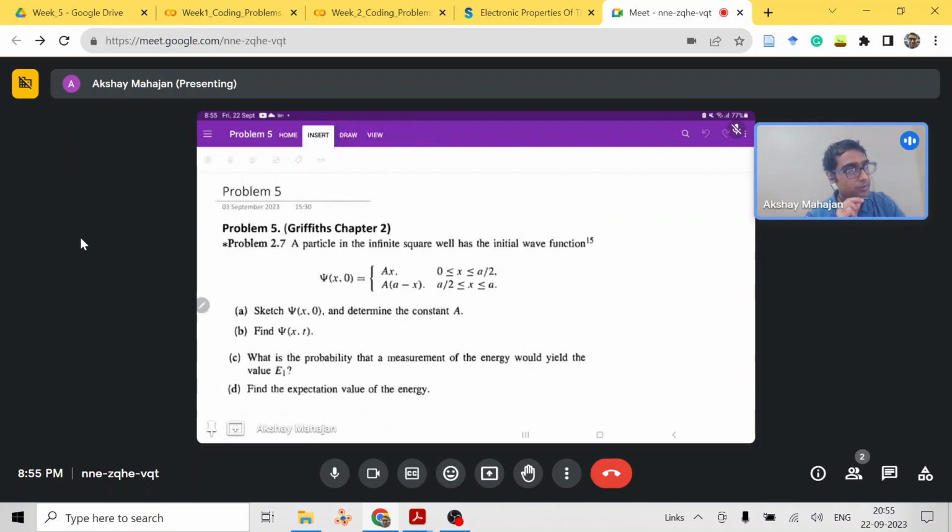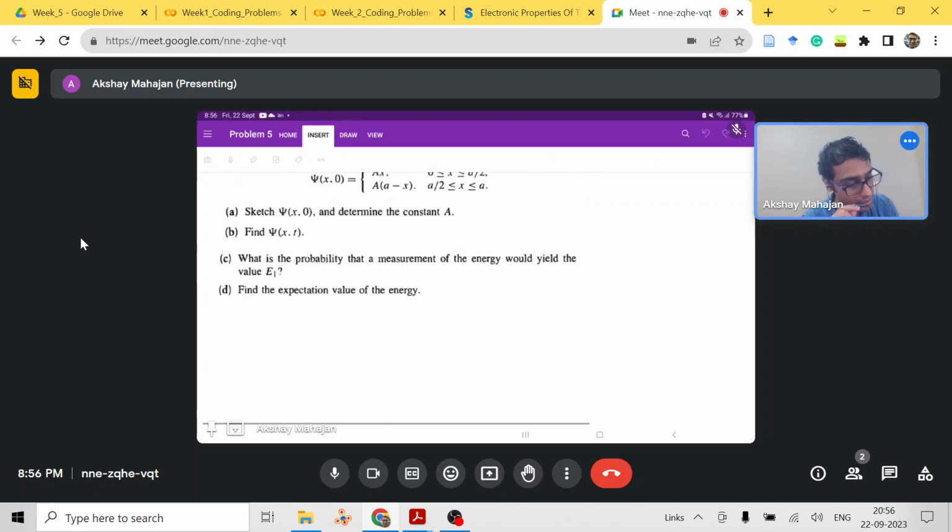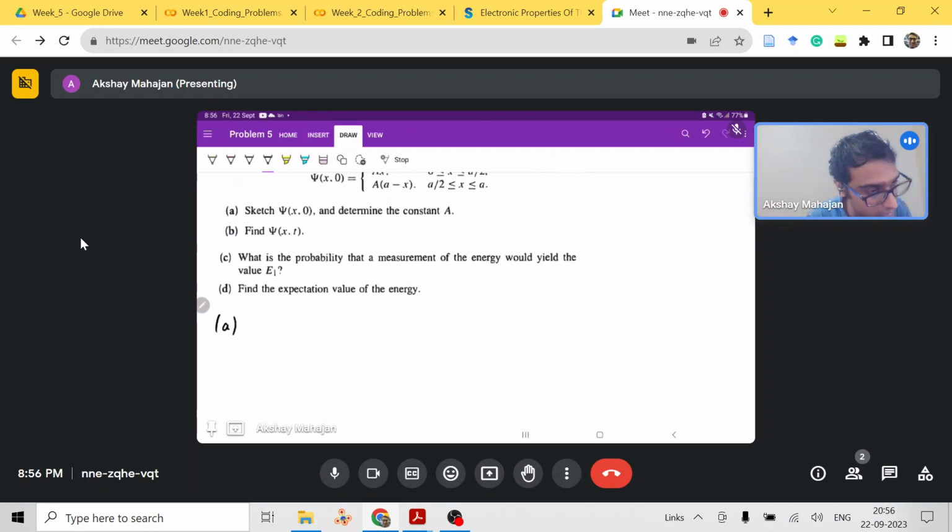In problem number 5, we are given a particle in the infinite square well with the initial wave function psi of x comma 0 equal to ax for x between 0 to a by 2, and a times a minus x for x between a by 2 to a. First we have to sketch psi x comma 0 and determine the constant a. So let's start with part A.